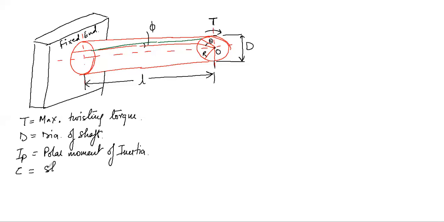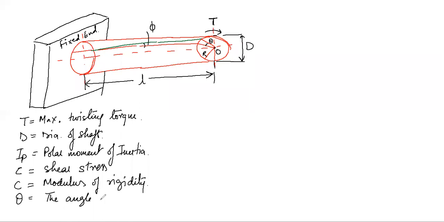Tau is defined as your shear stress, and C is defined as the modulus of rigidity, right? Modulus of rigidity. Theta is the angle of twist. Should be in radian, always remember, right? And L is defined as the length of the shaft. Right? So based on this condition, let us see.